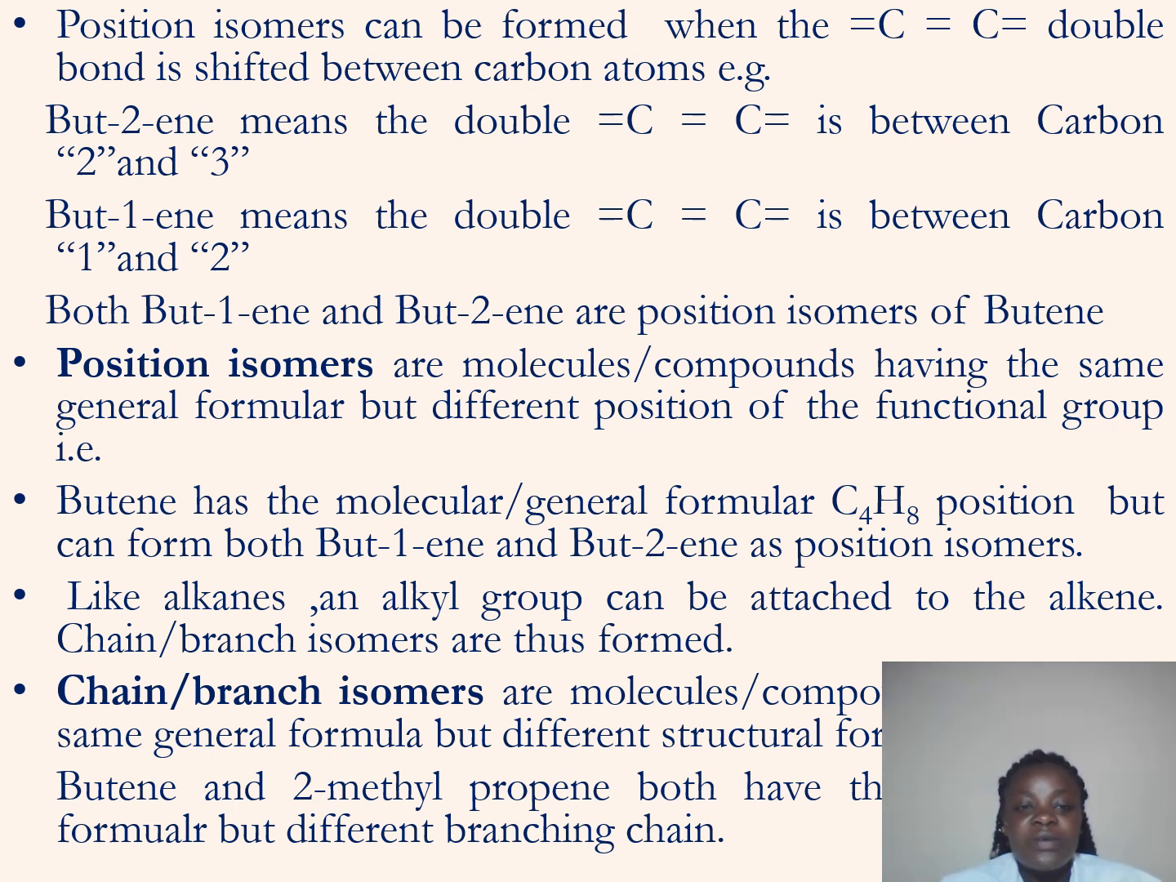So we have seen that we have two types of isomers, the position and the branch, or what we are calling the chain isomers. So for alkenes, we have position or branch isomers. So we are going to go up to that point.